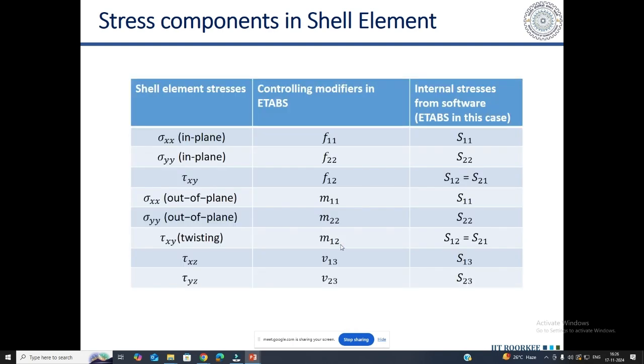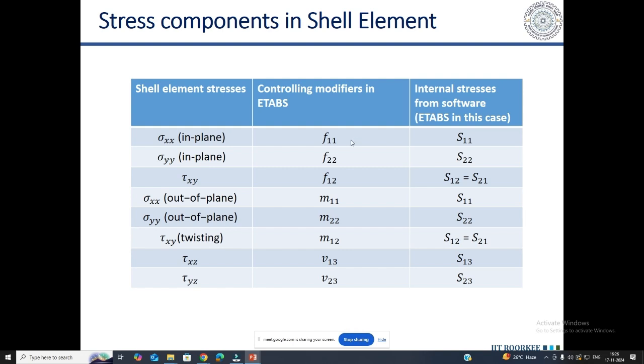so now let us try to understand different stresses with some examples with respect to software. I have just taken the example of ETABS. Similarly, whatever software you are using, you can always correlate with whatever is given in the software if you understand the principle. Okay, so we'll try to understand one by one. The first stress is sigma xx in plane.